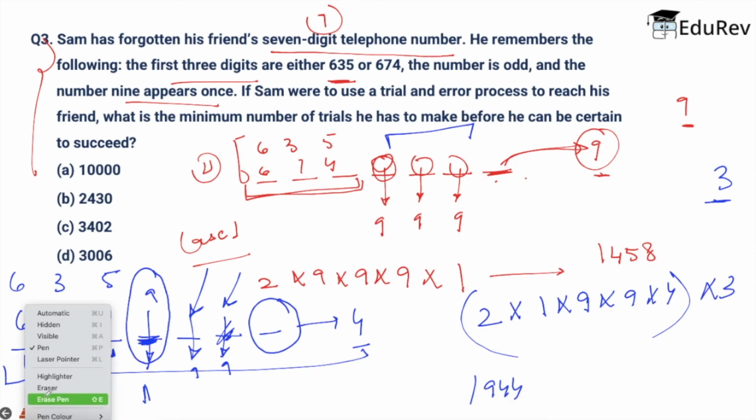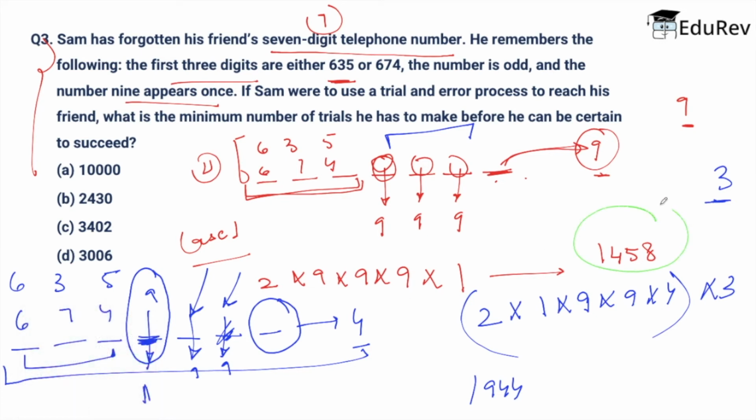So the total number of ways will be 1458 plus 1944. So 1458 plus 1944 will be equal to 3402. That is option number C. So the total numbers are going to be 3400. I hope you understood this.